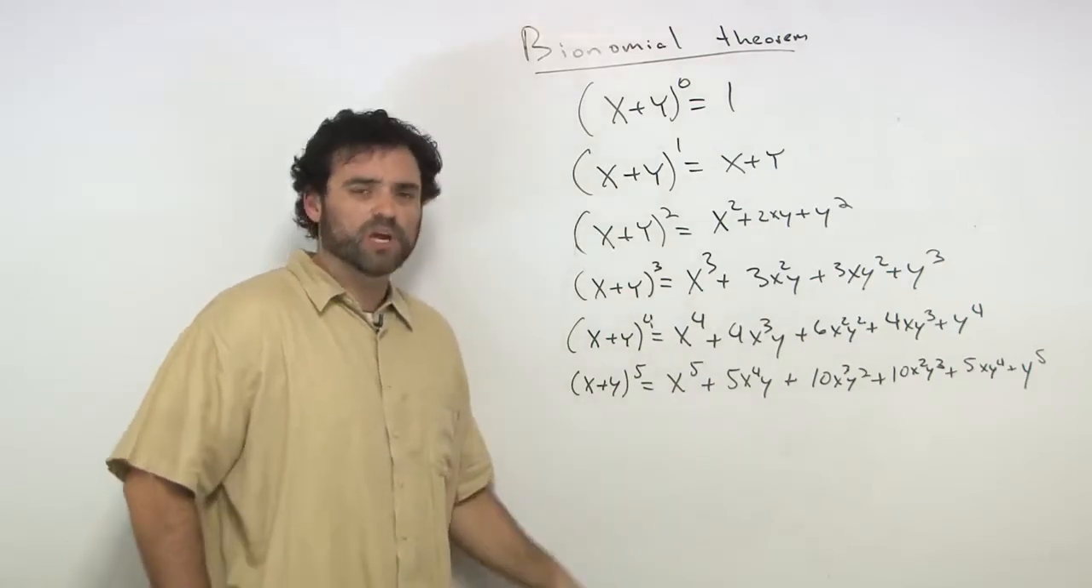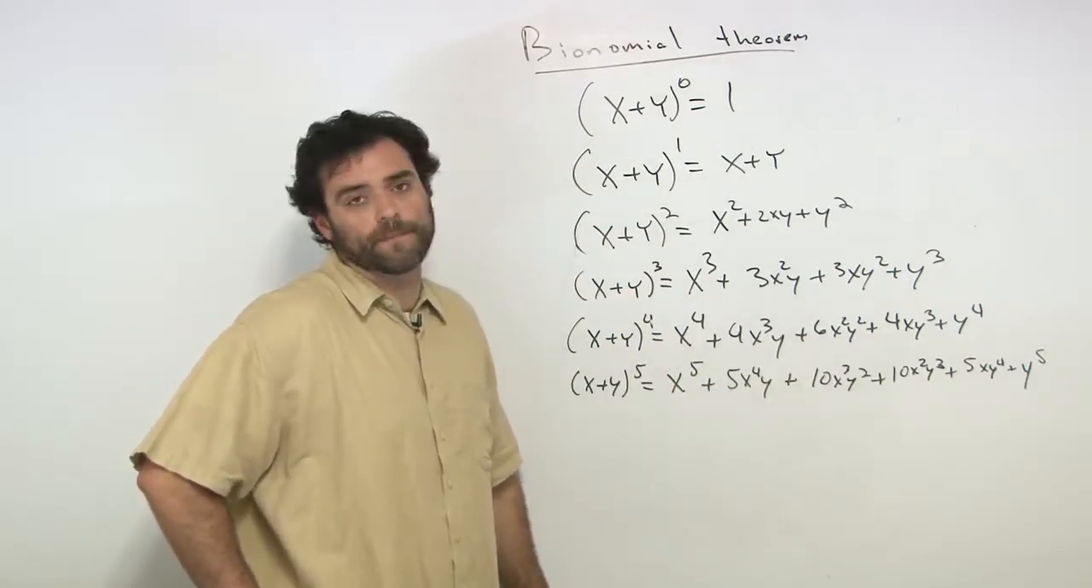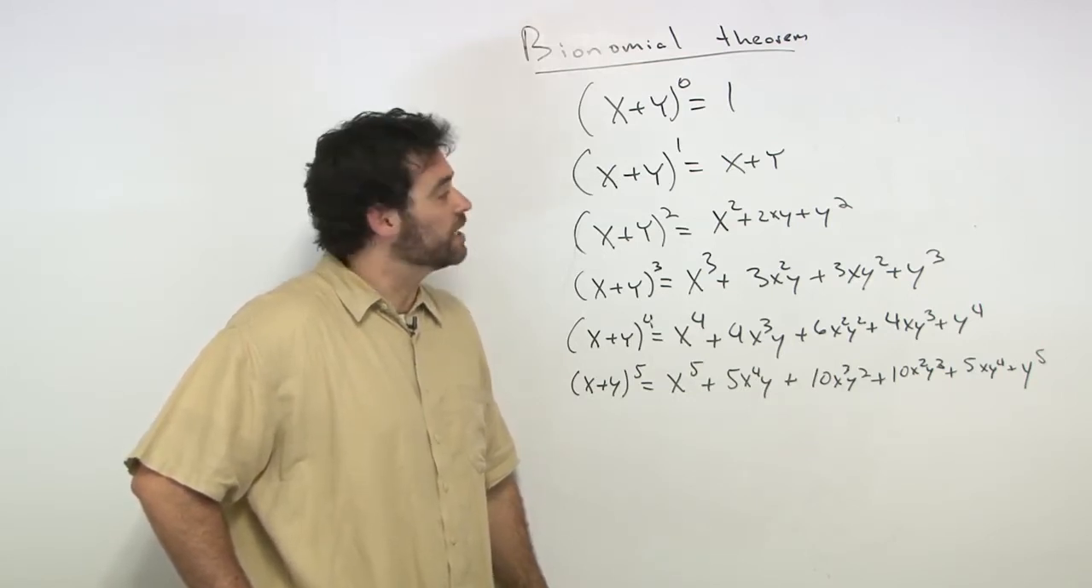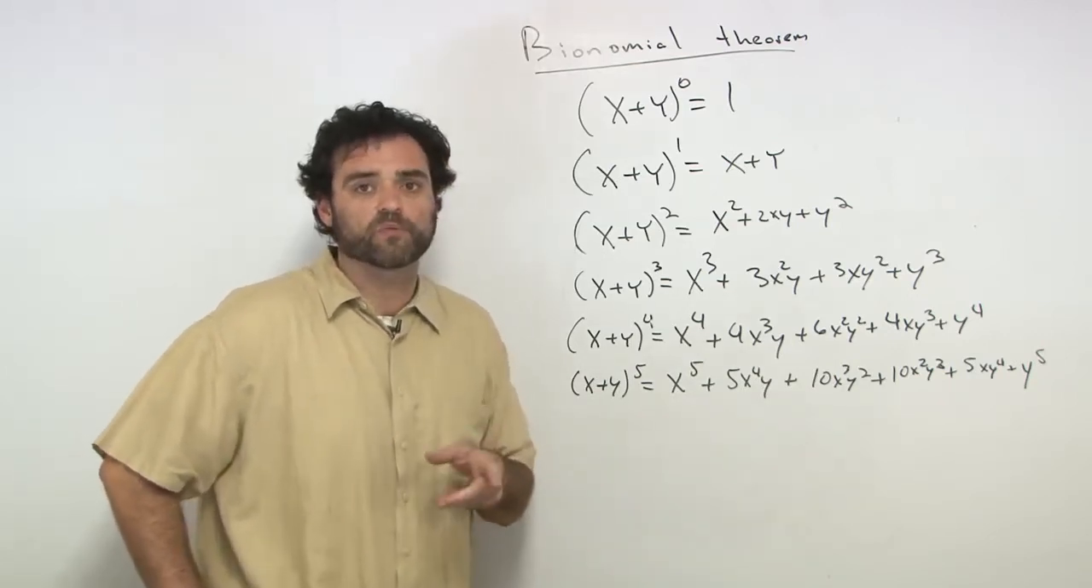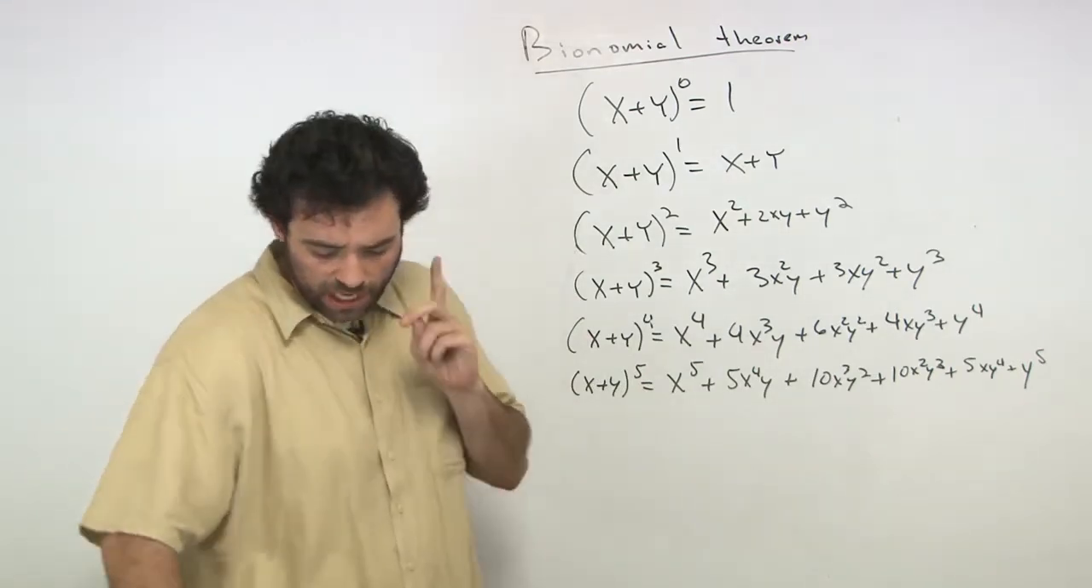And your other question is, well, how do I know what these coefficients are? Where are you getting these coefficients from in the binomial theorem? I see how the exponents work, but where do I get those coefficients from? So that's a good question, and let's look at that.